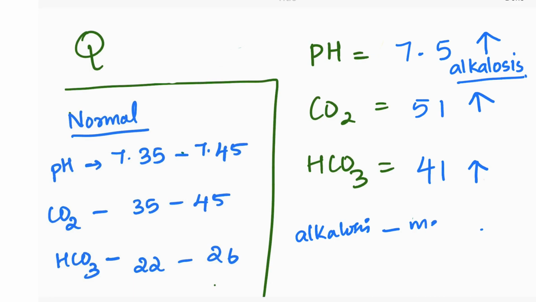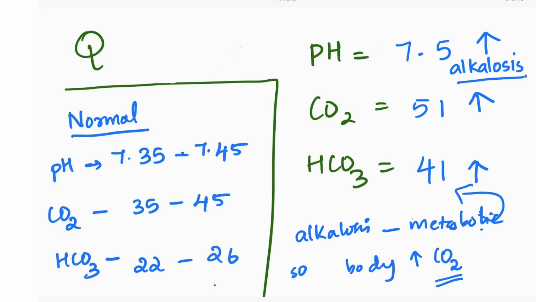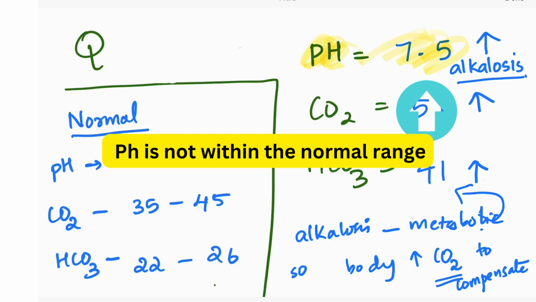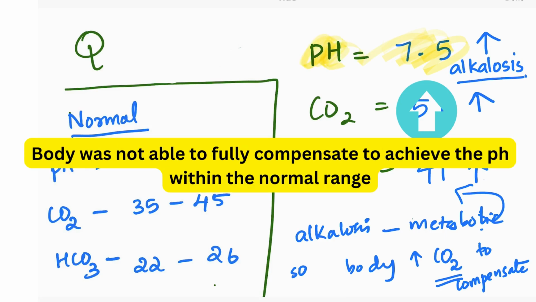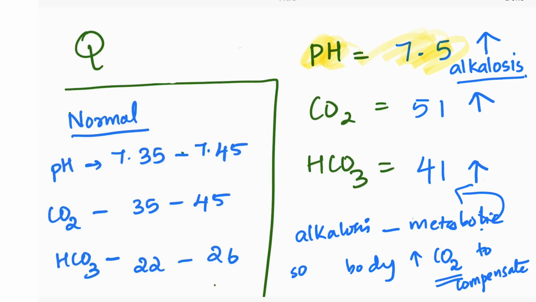So alkalosis, we know that is what the pH shows, so alkalosis means it's metabolic. This means there was a high bicarb in the body and the body tried to compensate by increasing the acid, that is carbon dioxide. And we have to look at the pH now. pH is 7.5. That is not within the normal pH range. This means that the body was not able to fully compensate, and it was not able to bring it back to the normal pH, so it is a partial compensation.